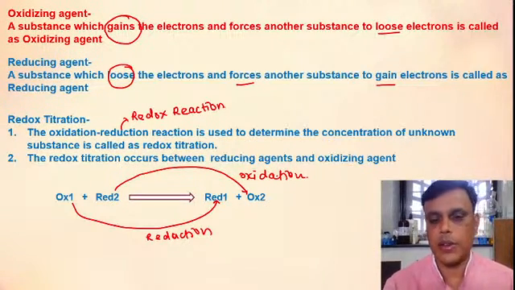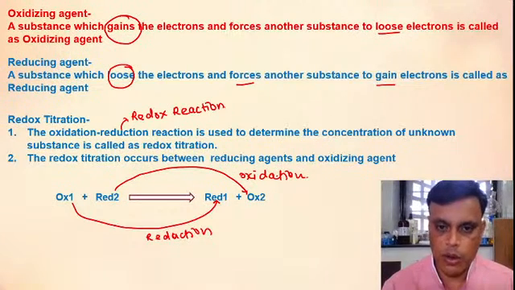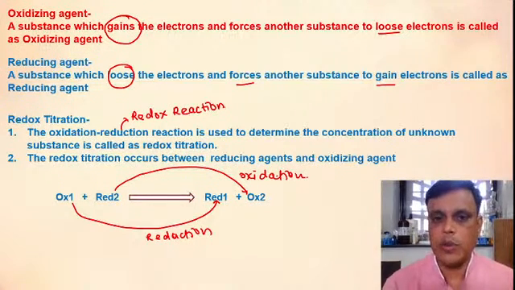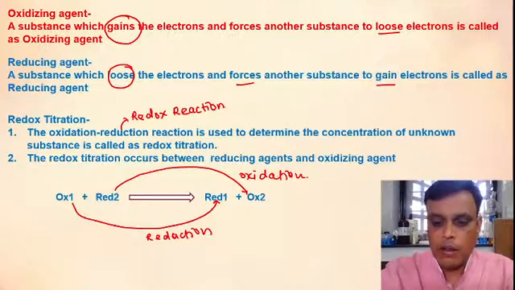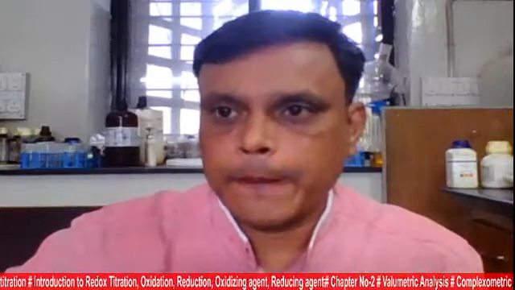Only one titration we have left, that is precipitation titration, but that is not that much important, so we will stop here. We will take assignment on this chapter, and from the next week we will start our chapter number 1, that is chemical kinetics. Now if you have any problem, any doubt, you can ask me. I will be happy to answer your doubts, problem.